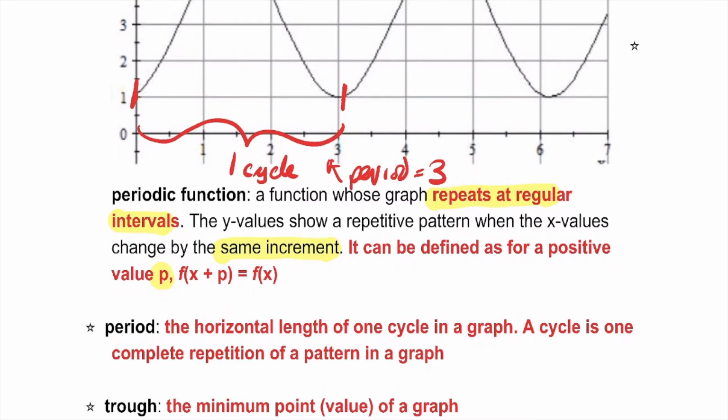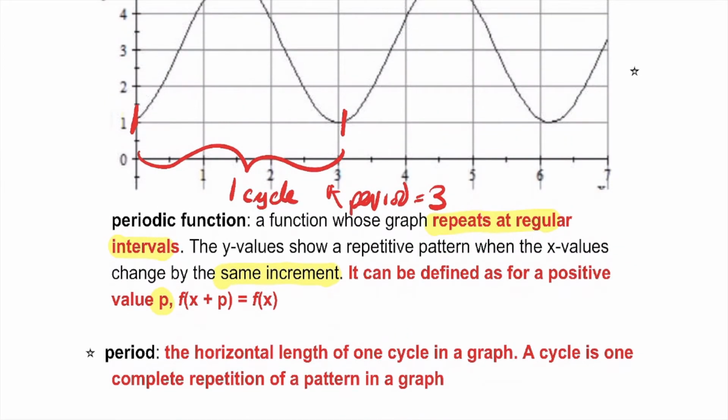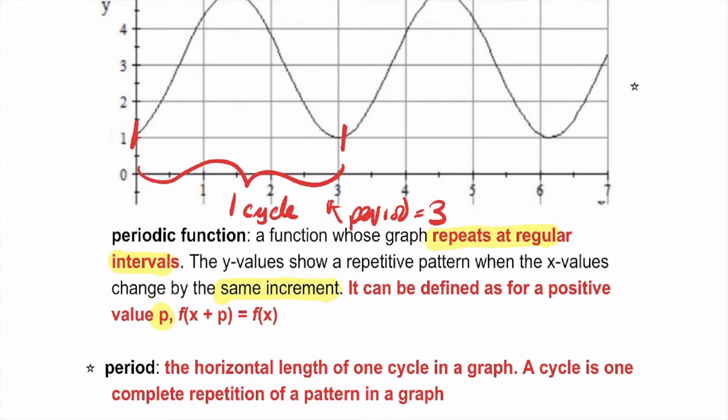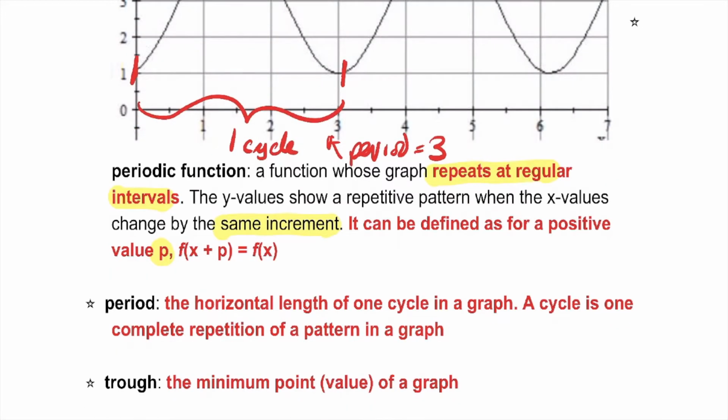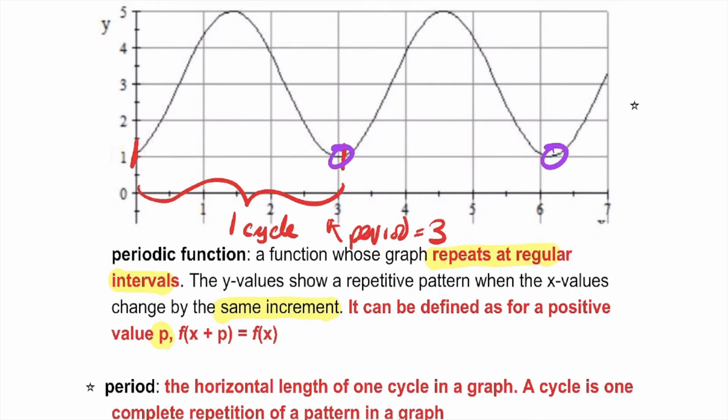A trough comes from an English word. If you've ever heard of a pig trough, that means the bottom of something. So when we talk about troughs, this is the minimum value of the graph. As we identified before, this graph actually has multiple minimum values. There's a minimum value there, and a minimum value there. And we can see that the minimum value, or the trough, in this case is equal to 1.